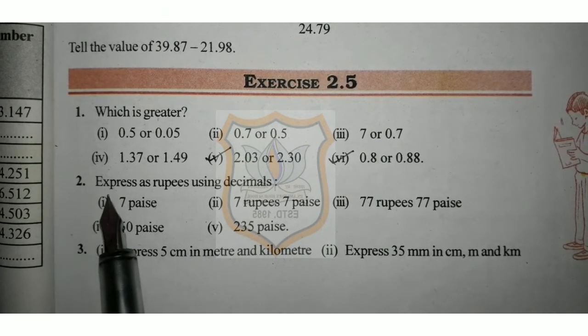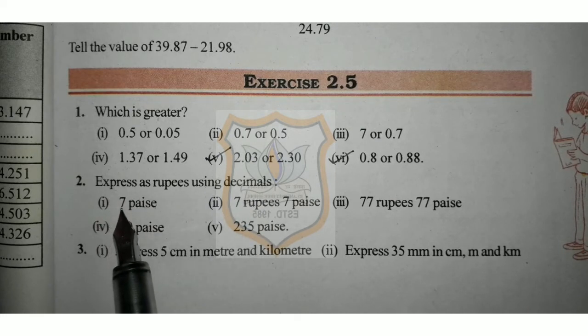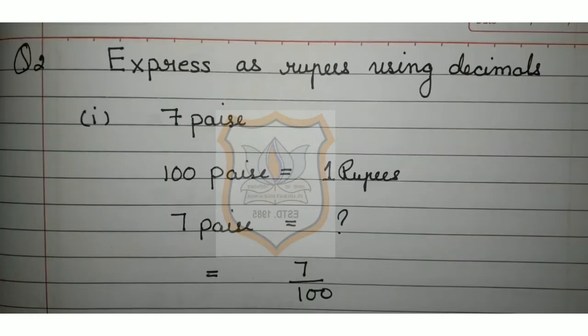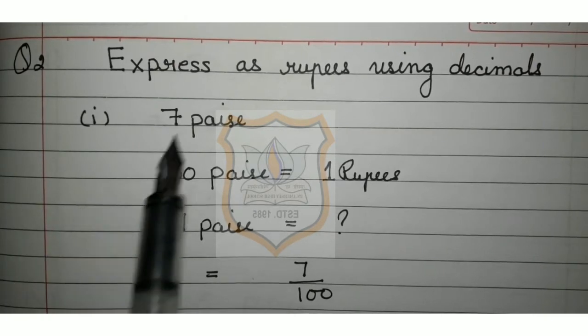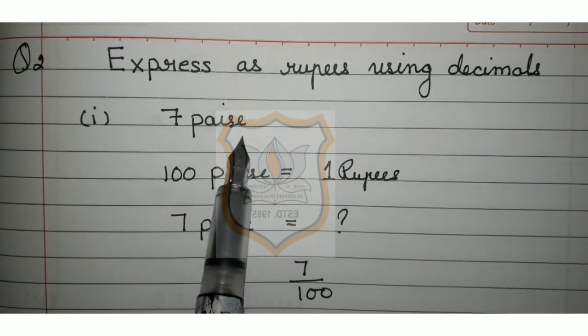Question number 2 is: express as rupees using decimals. The first part is 7 paisa. It means you have to convert this 7 paisa into rupees. Let's start question number 2 of exercise 2.5. First one is 7 paisa.